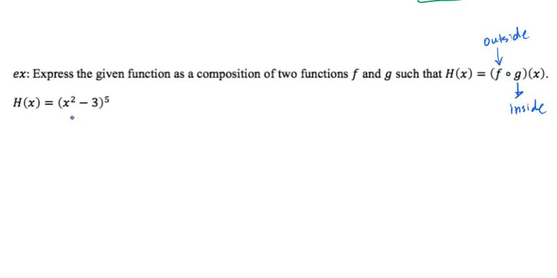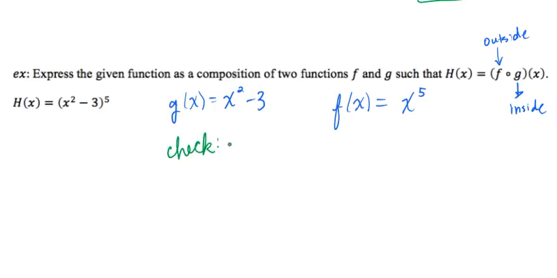Okay, so a good guess here is to let g of x be the inside part, which is x squared minus 3. And f of x is what you do to that. Well, what you do to that x squared minus 3 is you raise it to the 5th power. So the outer function would be x to the 5th. Now that's a guess. So now let's check.